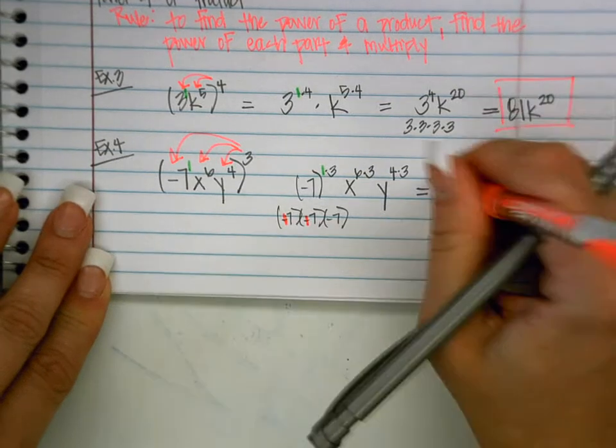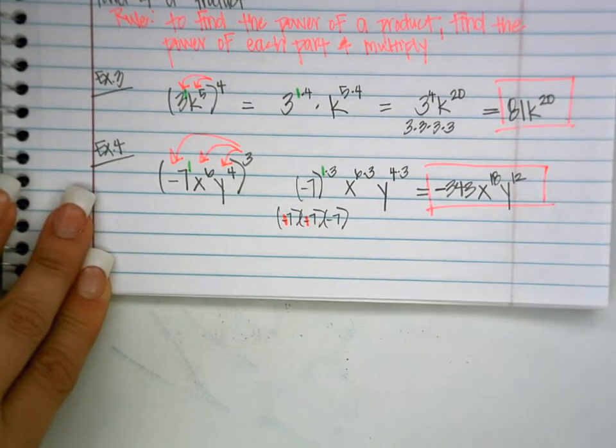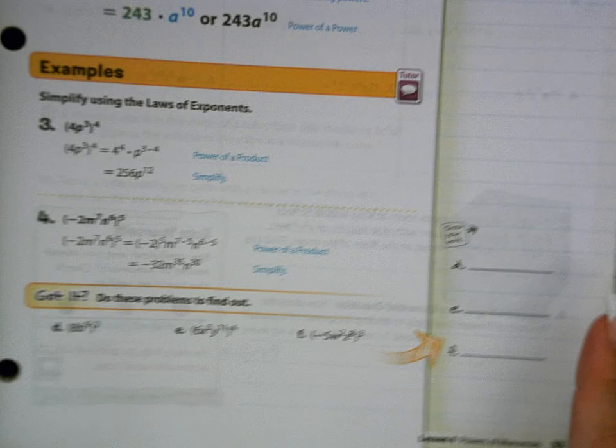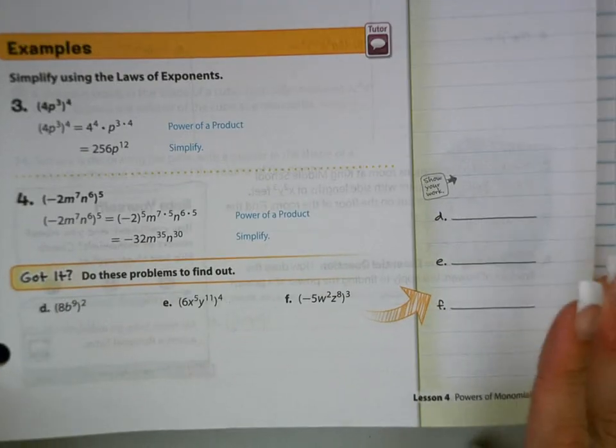Now, before I release you, I would like you to look at page 33, and we're going to look at the got it. I want you to look at D, E, and F. We should all be looking at page 33 in our books. Just in case you don't have it, open them up there. Look at the got it on D, E, and F.